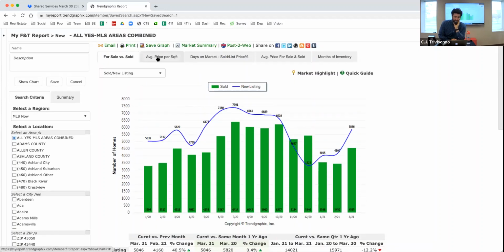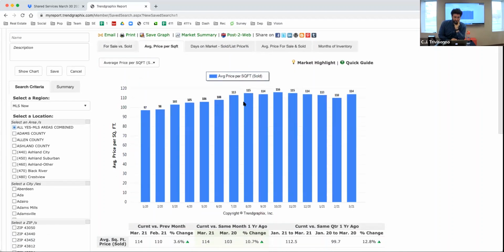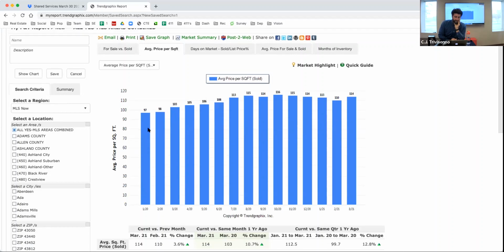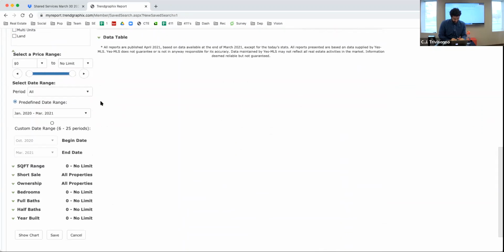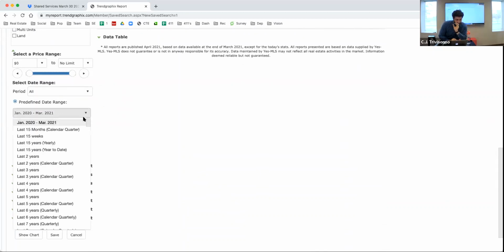There's a ton. So average price per square foot. You can look at, in January of last year, the average price was 97, and in March was 114. Again, just a different graph you want to show people if you really want to wow people. And if you want to get listings right now, we've been looking at the last year. So we're going to play with the dates here.